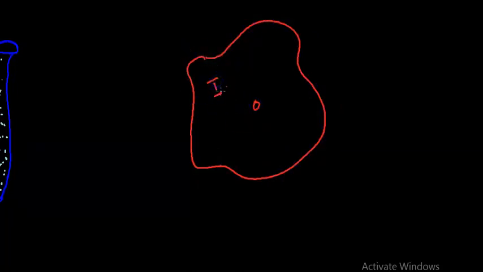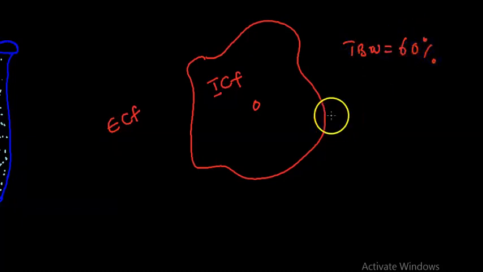Everything inside of the cell we call ICF, and outside of the cell we call ECF. If you consider the ECF and ICF, what is in between the two is what we call the cell membrane, and that is what separates the intracellular fluid and the extracellular fluid. Let's take an example. Let's say we have a matured adult, and he has a total body weight, and his total body fluid is simply going to be 60%.